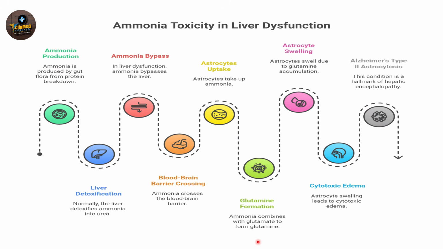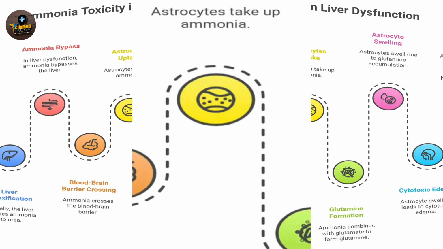Accumulation of glutamine within the astrocytes creates an osmotic imbalance, leading to cellular swelling. The resultant astrocyte swelling contributes to cerebral edema and elevated intracranial pressure. Histologically, this condition manifests as Alzheimer type 2 astrocytosis, a hallmark of hepatic encephalopathy.